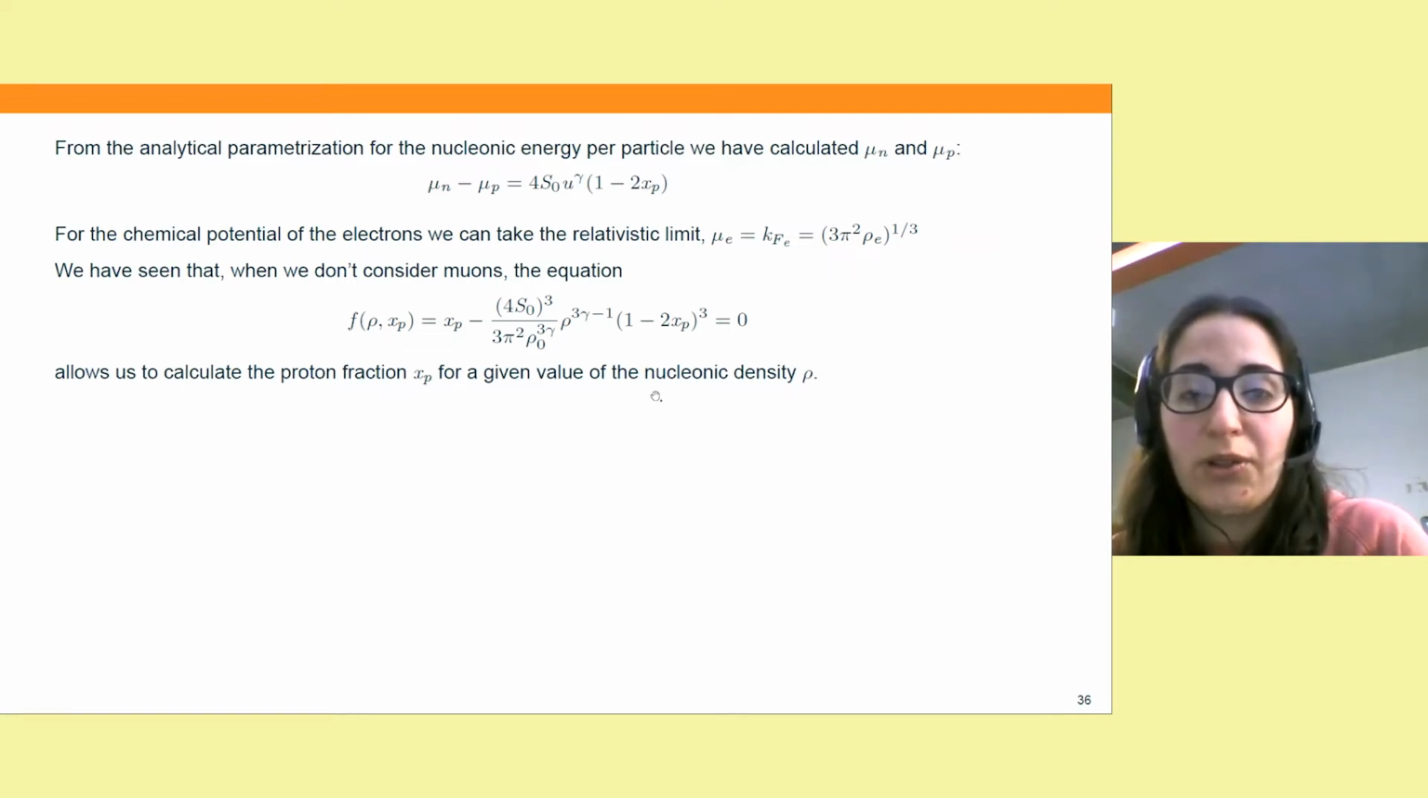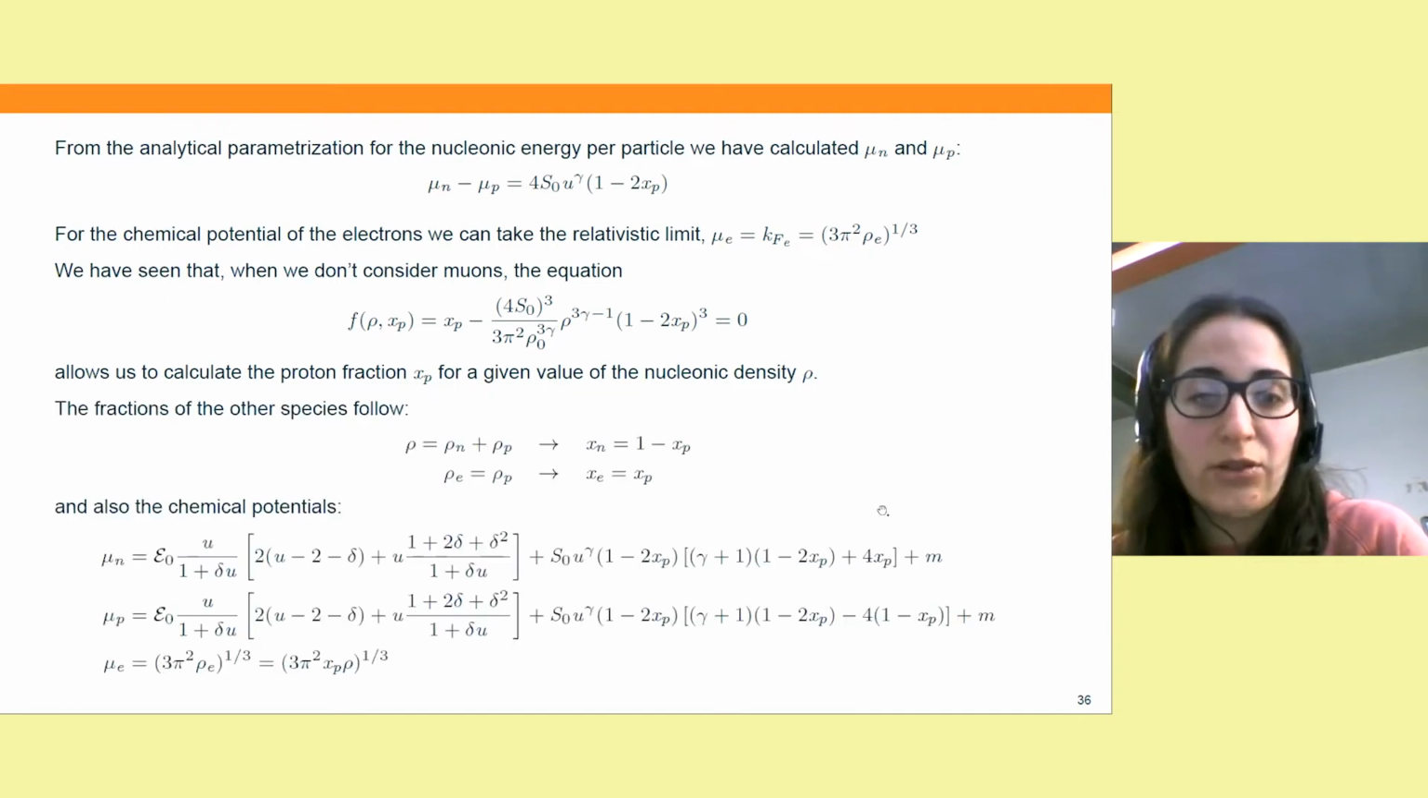And we could plot this proton fraction, okay? And we could also calculate the neutron fraction and the electron fraction. From the conservation of baryonic density, the neutron fraction has to be equal to 1 minus the proton fraction, and the electron fraction has to be equal to the proton fraction at all densities to ensure charge neutrality.